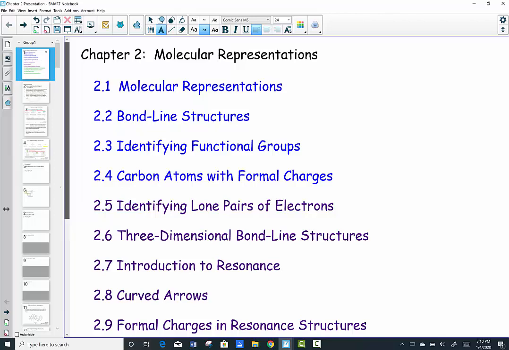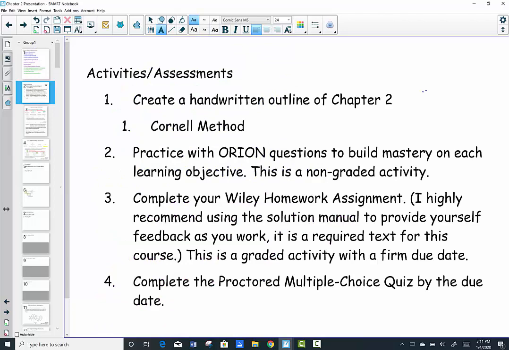So as we think about those things that are going to be required of us in our lesson, I'm trying to advance the slide. Here we go. We know that each chapter is really the same set of assignments. So the activities and assignments are creating your handwritten outline of chapter 2 based off of our video lessons or your face-to-face lessons or reading from your chapter. All of those are just dependent upon your preferred learning style, what works best for you.